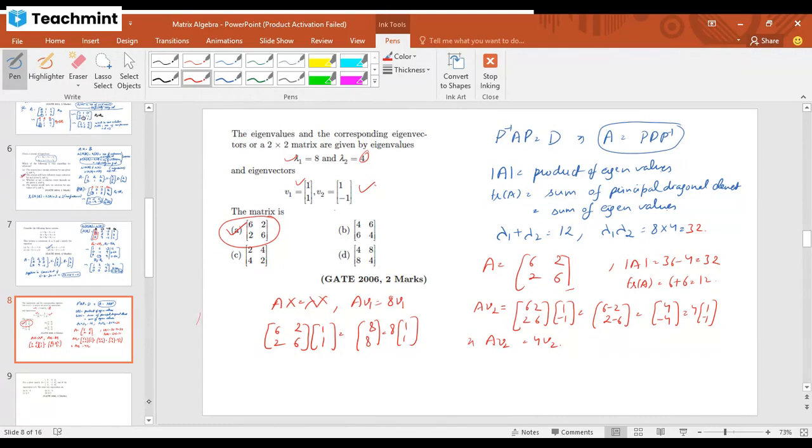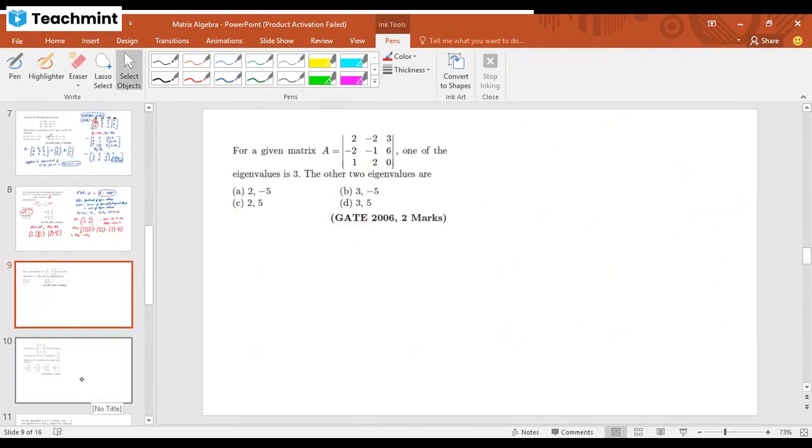Okay, let us move to the next question. Again the question is based on eigenvalue and eigenvector. So we are given a matrix A. One of the eigenvalues is given as 3, and we want to find out the other two eigenvalues. Again, we can use the properties of eigenvalue and eigenvector. So what is the property? The trace of A is equal to the sum of the eigenvalues.